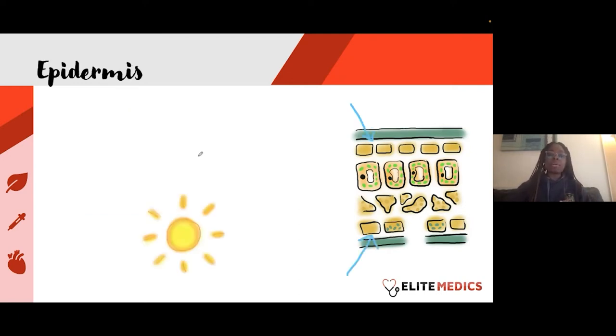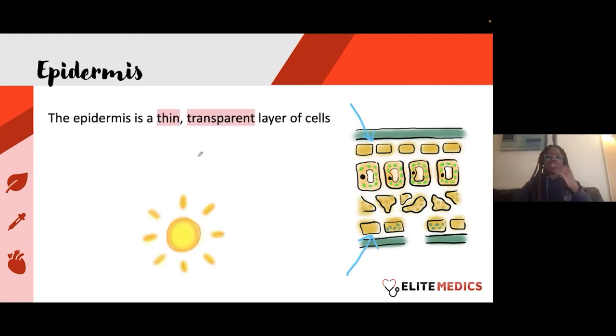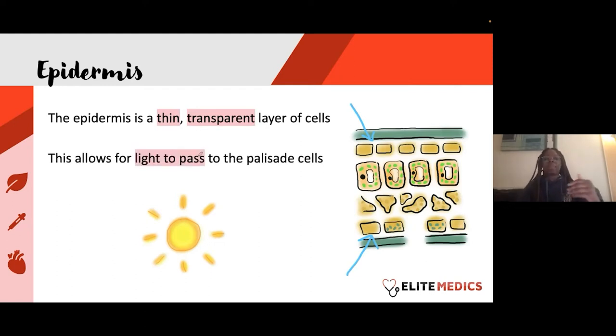Now you have the epidermis, which is basically the top layer, and it's just a thin, again, transparent layer of cells. So you're letting light pass to the palisade cells, which is quite important, because as you can see, they contain something green, and that's probably going to be your chloroplast filled with chlorophyll. So the top two layers are essentially see-through, so light can go through and get to the palisade cells.